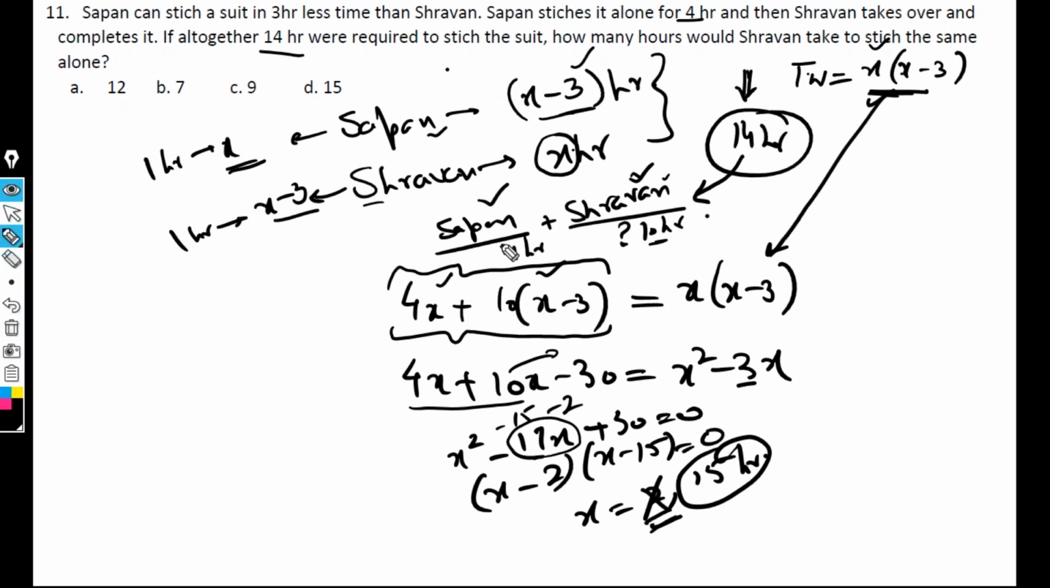So Sapan has worked for 4 hours. Given to you is that altogether 14 hours were required to stitch the suit. So Shravan will take another 10 hours to complete the work. So just equate the two values. Is it clear, Pranshu? It is given to us that total time taken to stitch the suit is 14 hours. If Sapan has worked for 4 hours, Shravan must have worked for the remaining 10 hours.